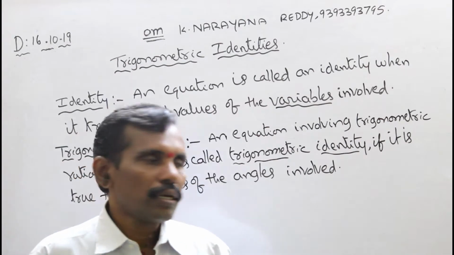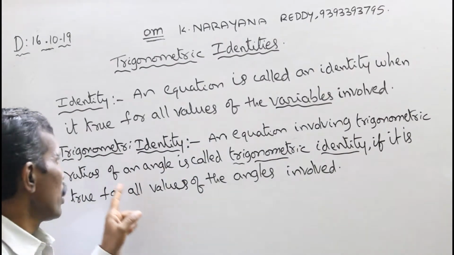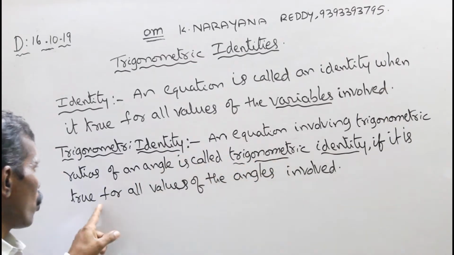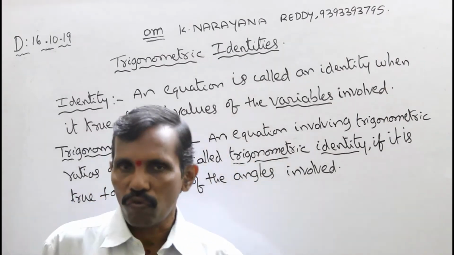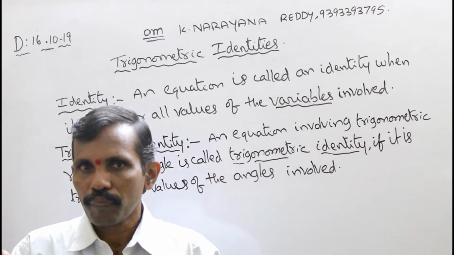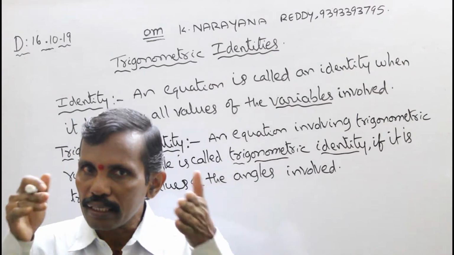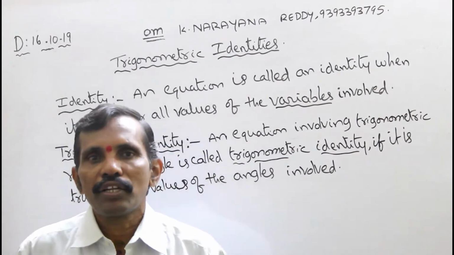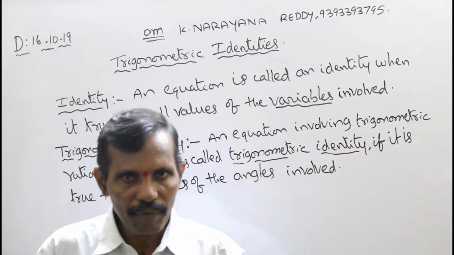So, dear friends, trigonometric identity means trigonometric ratios of an angle. It is called a trigonometric identity if it is true for all values of the angles involved. What are the angles in that equation? If it satisfies that equation, that is a trigonometric identity. Okay?